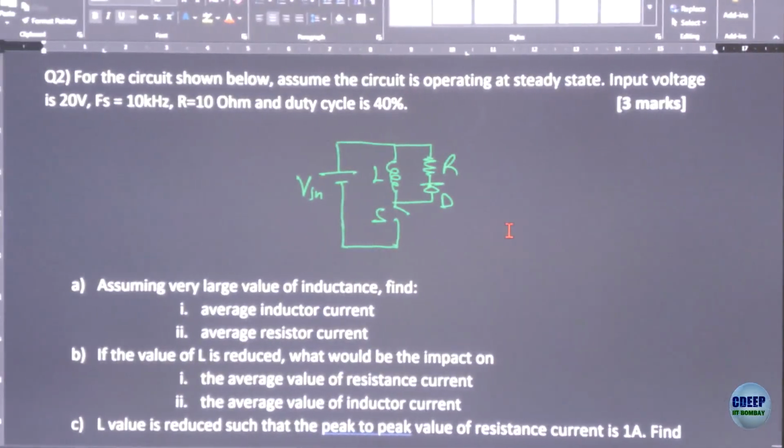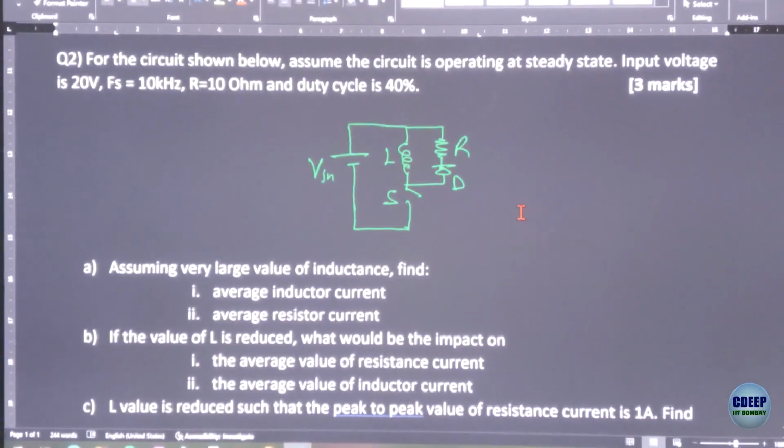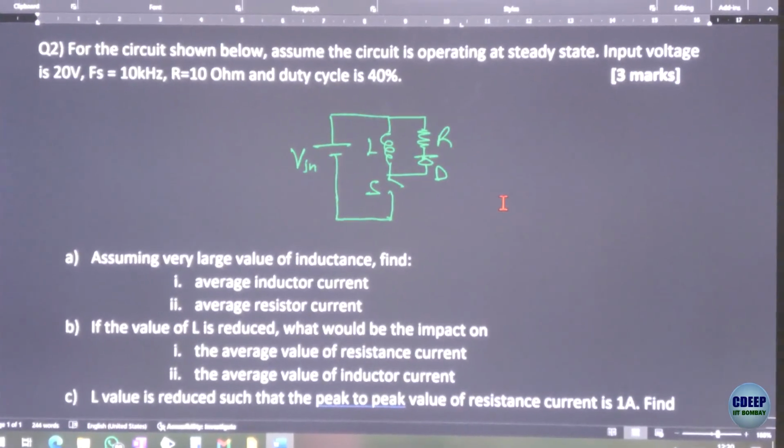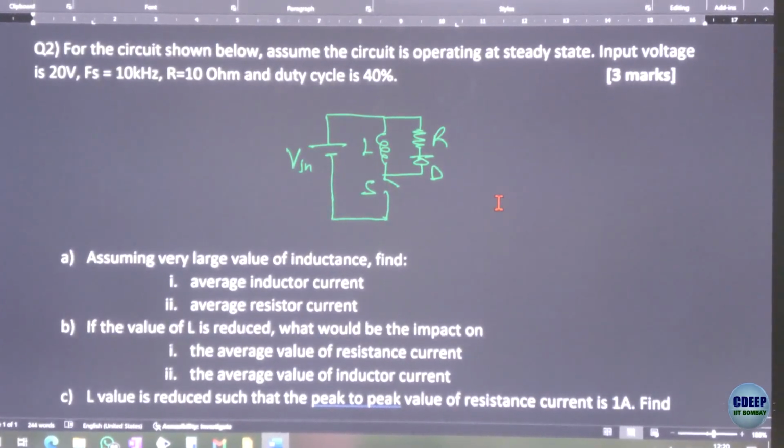For the circuit shown in this picture, you know what is the name of this circuit? I also don't know. Some random circuit.